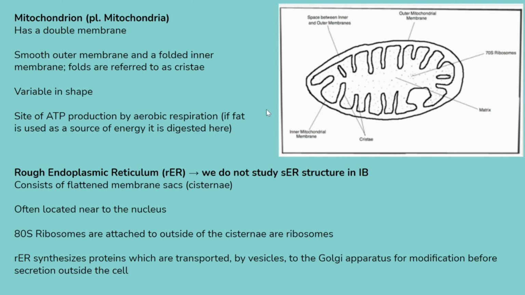When you have your rough endoplasmic reticulum, your RER, as I mentioned, you do not study your smooth endoplasmic reticulum structure in IB, but you do need to know how to draw your RER and label it in the cell diagrams when asked for. So it consists of a flattened membrane sac. They are often located near the nucleus. Ribosomes are attached to the outside of the membrane. And your RER synthesizes proteins which are transported by vesicles to the Golgi apparatus for modification before they are secreted and used outside the cell.